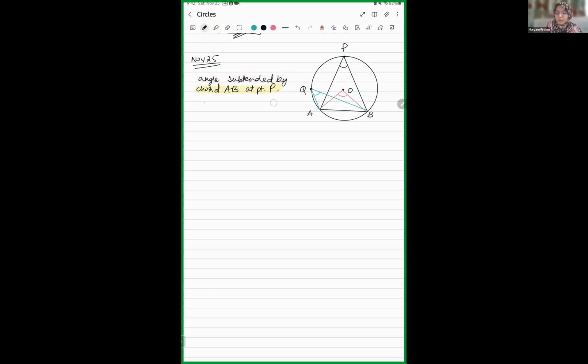Anyway, let's move forward. So the angle subtended by a chord, now listen carefully, okay? Angle subtended by a chord at any point means this angle over here. We said angle subtended by chord AB, this chord AB. Okay. Acha, what is the meaning of chord?